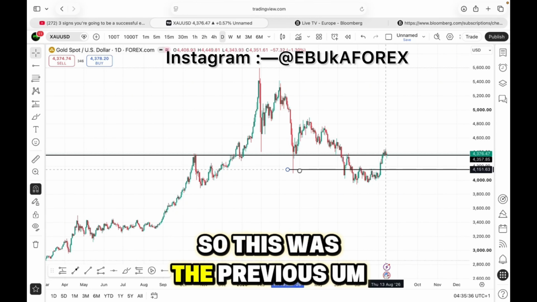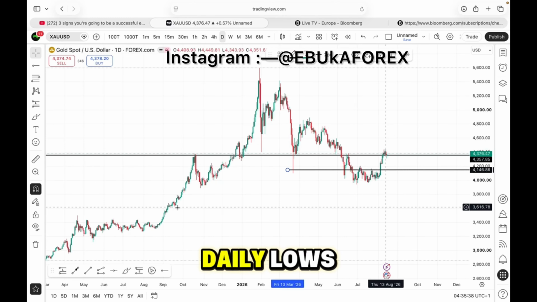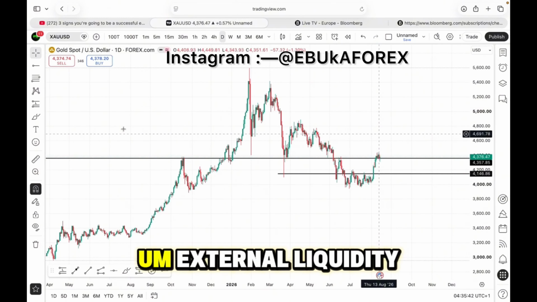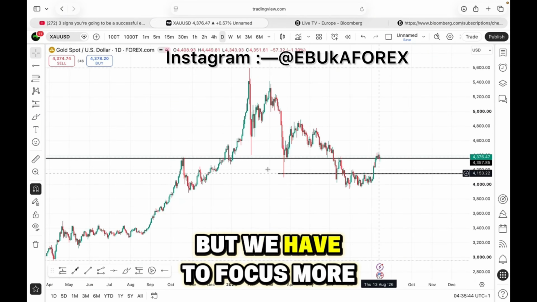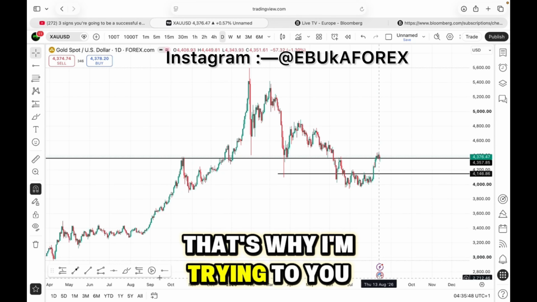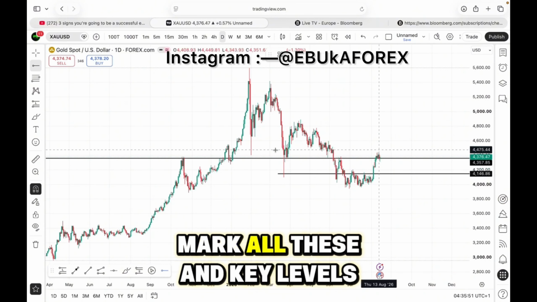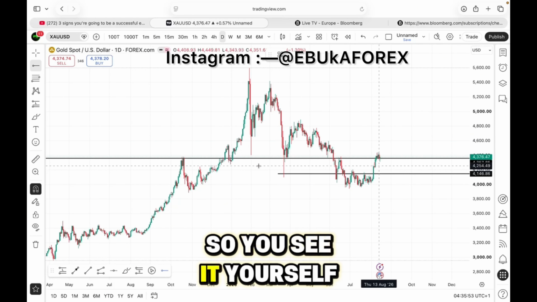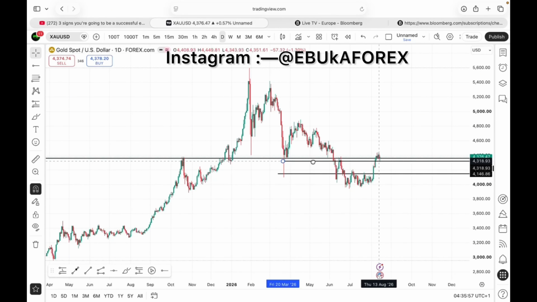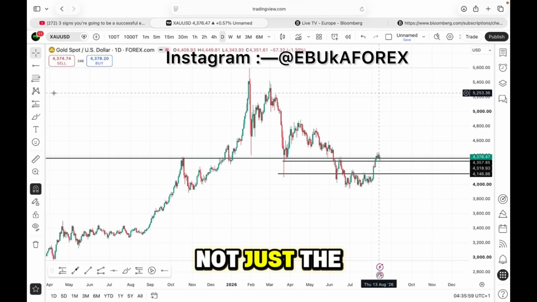So this was the previous daily lows, and now we already have this external liquidity, but we have to focus more on the internal liquidity. That's why I'm trying to mark all these key levels so you see it yourself. And also here we mark the body and the wicks, not just the body.